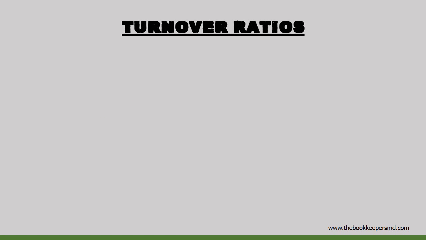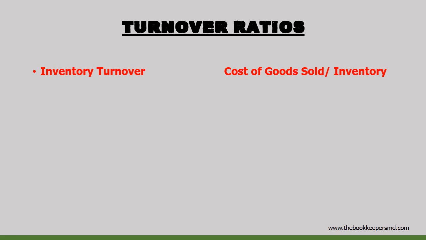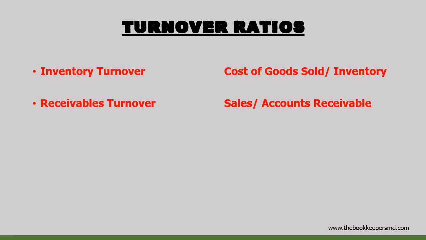The first category of ratios we will discuss are turnover ratios. The inventory turnover ratio is calculated by dividing cost of goods sold by inventory. This ratio checks the efficiency and shows how quickly a company uses its inventory. The receivables turnover is calculated by dividing sales or net credit sales by accounts receivable. This ratio measures how efficiently a company uses its assets.